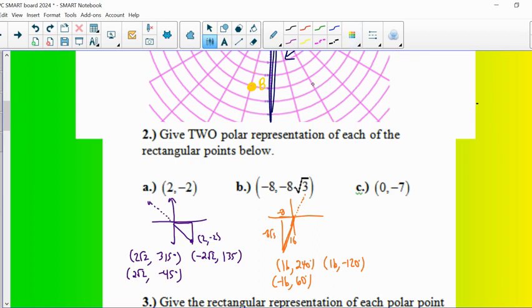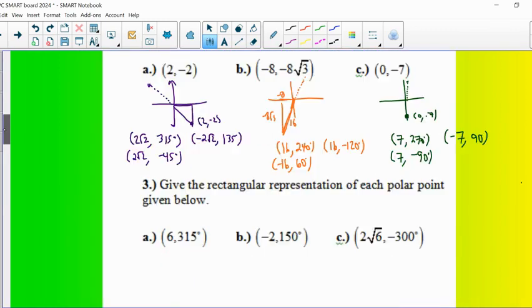Okay, and then the last one, 0, -7. So we're sitting down here at the South Pole. One way to represent that is a radius of 7 with an angle of 270 degrees. We could also say 7 with an angle of -90, or we could say -7 with an angle of +90. Again, your +90 is on the top, and you're going backwards.